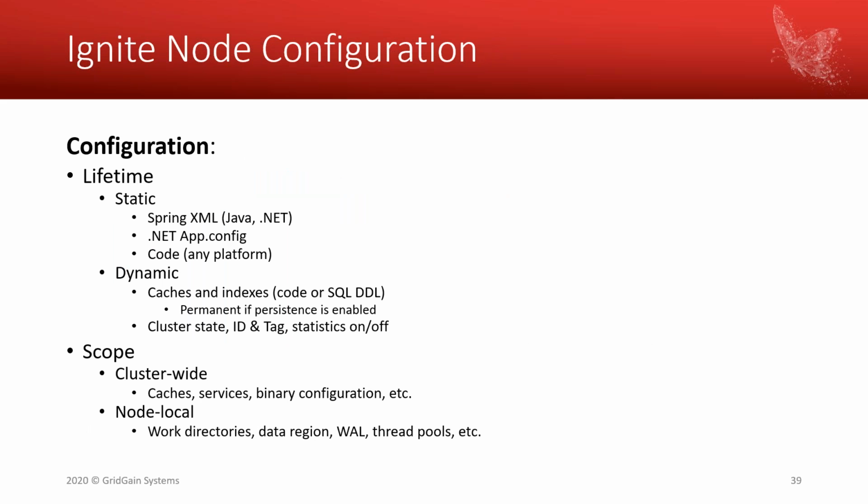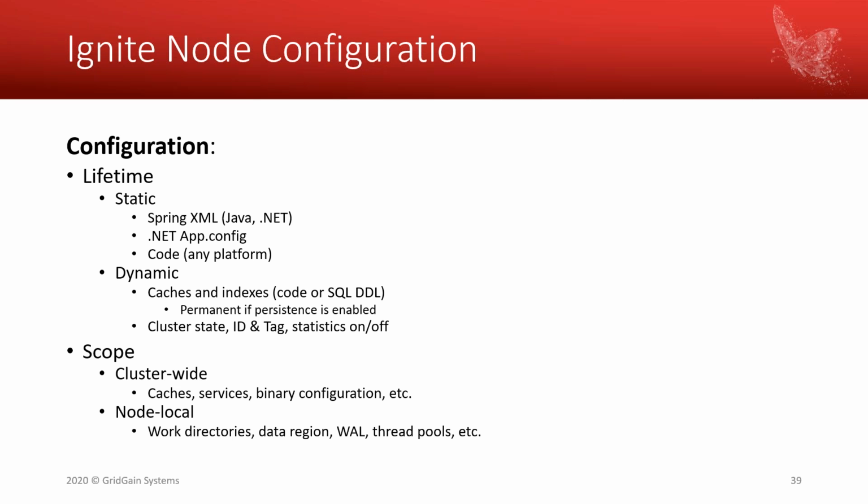The most popular question which I personally get from Ignite users is about configuration. This slide highlights how complex Ignite node configuration is. The configuration settings have different lifetimes. It is either static and defined in Spring XML, .NET app config, or in the code, right? Or it can be dynamic. For example, you can dynamically create caches and indexes.